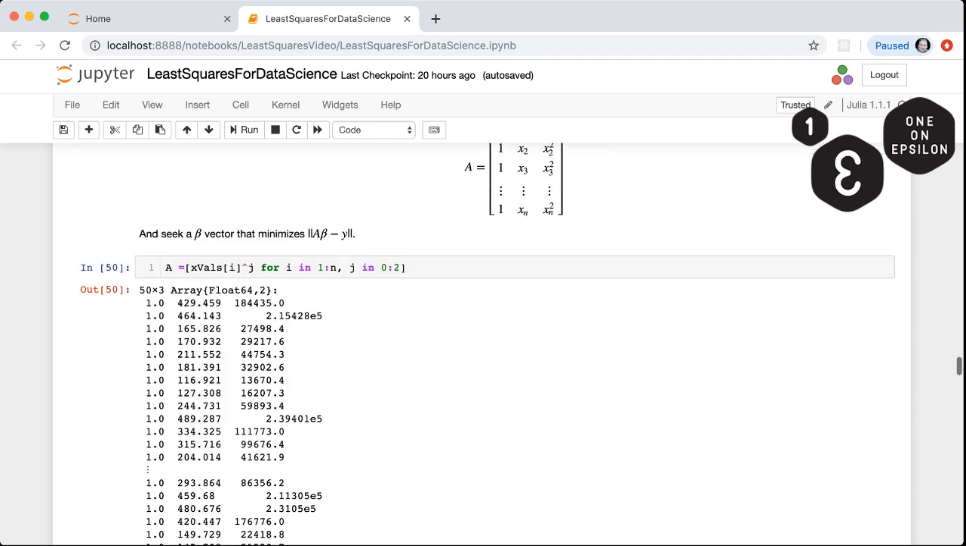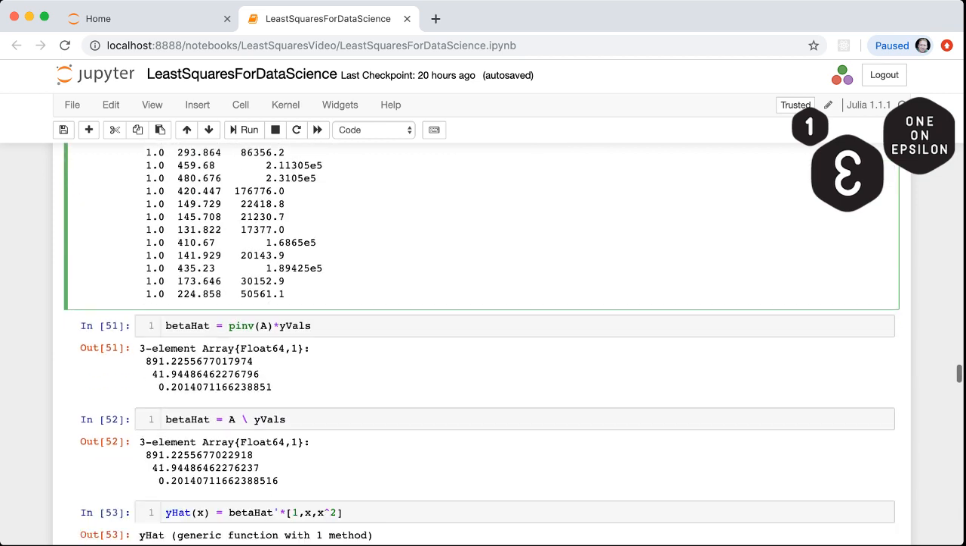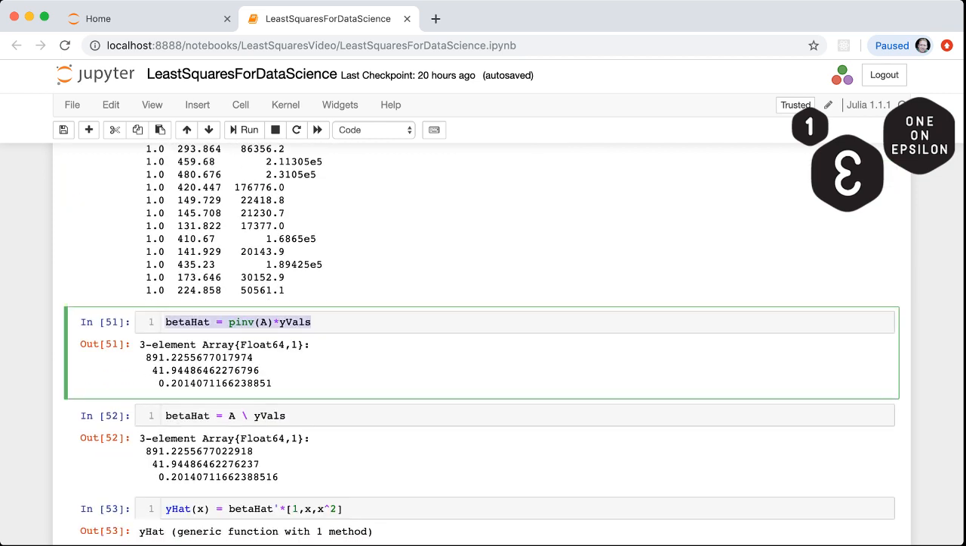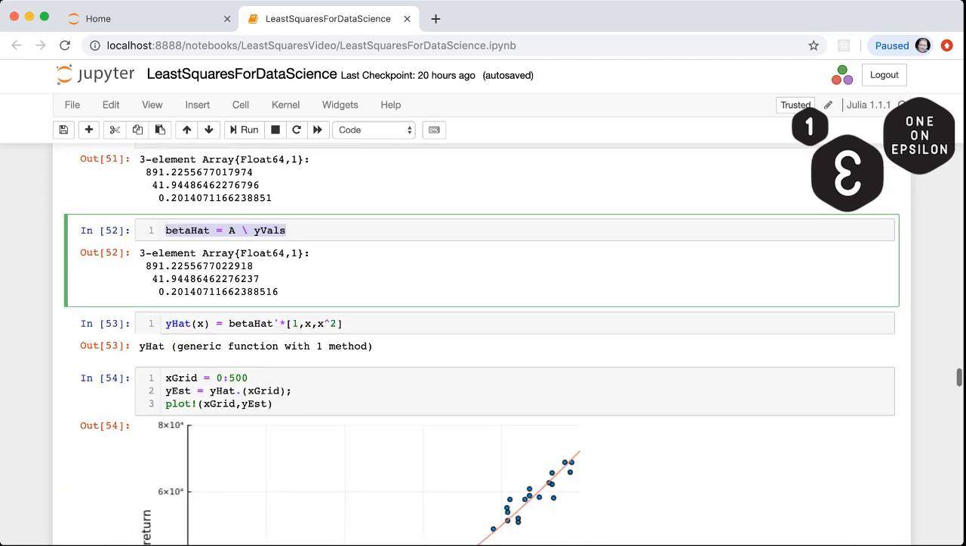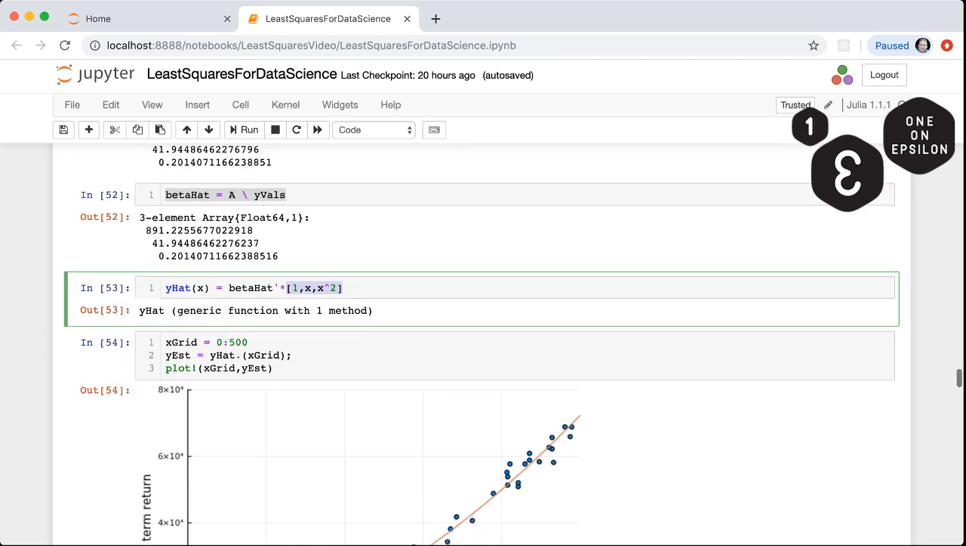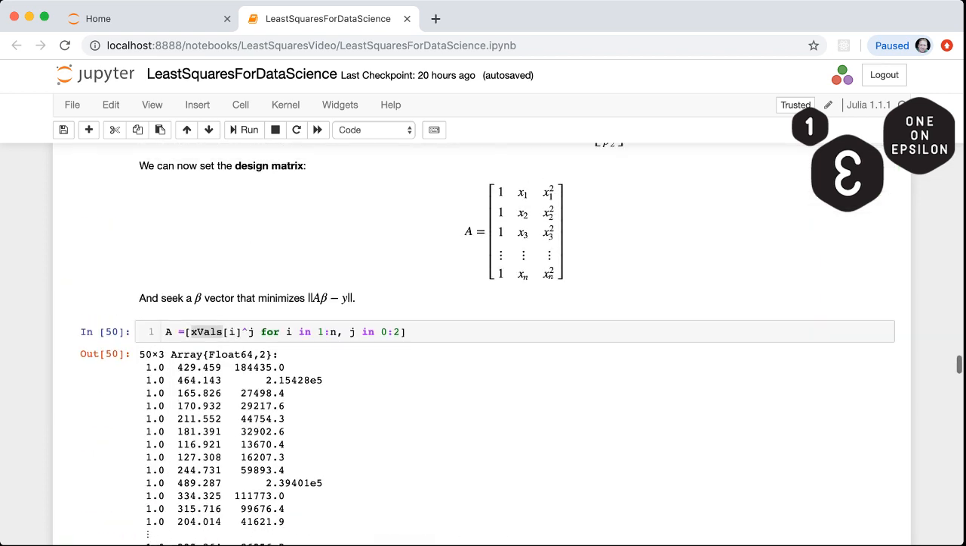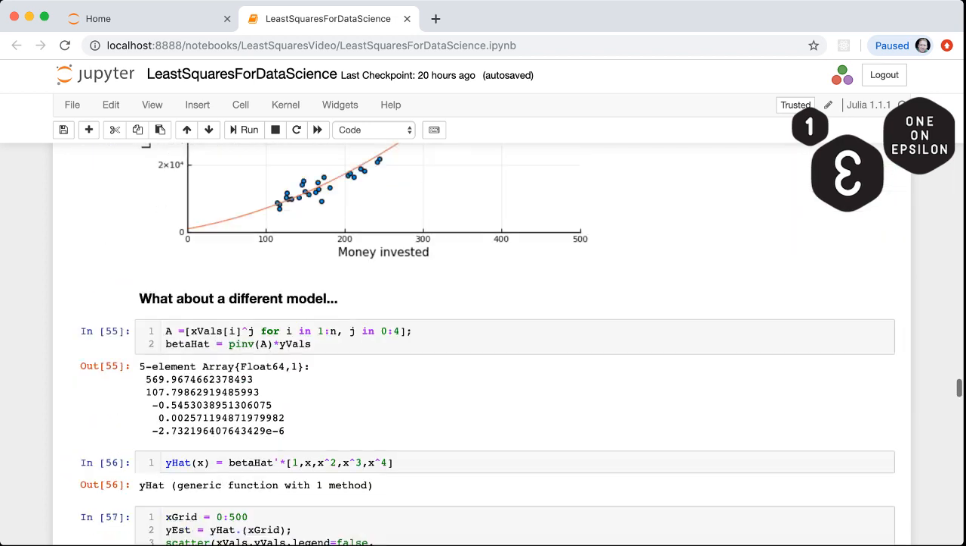This is how we construct the matrix A based on the x values, and these are the beta estimates. Here using the pseudo-inverse, and here just using directly the backslash operator. The y estimator would just be the inner product of beta hat with 1, x, x squared. If we plot this over a grid, you see we fit this curve, which is the least squares best fit curve for this data using this matrix A, which was a design choice.